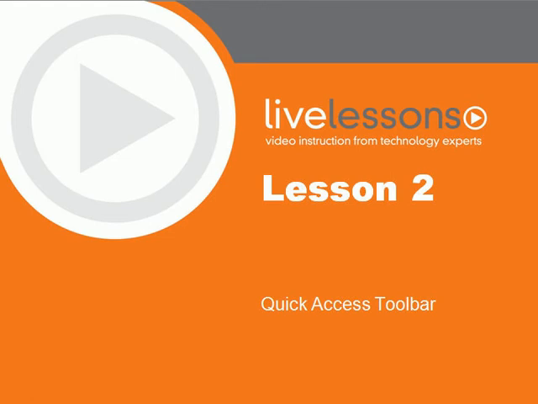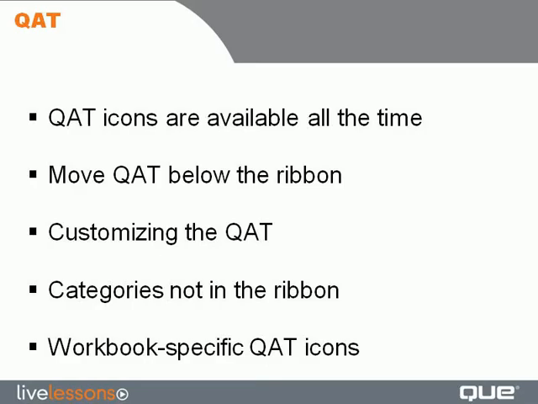Lesson 2, the Quick Access Toolbar. In this lesson, we'll take a look at the tiny row of icons on the Quick Access Toolbar. This toolbar is important because it's the only toolbar that is consistent. It's shown no matter which ribbon tab you're on.